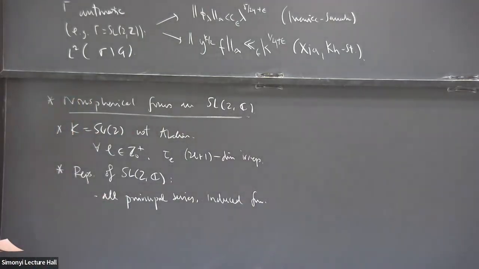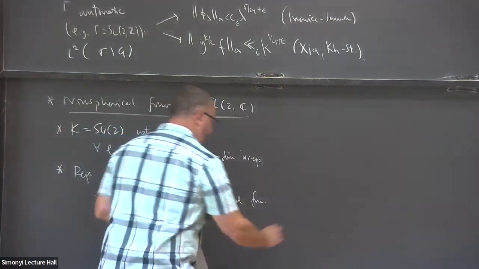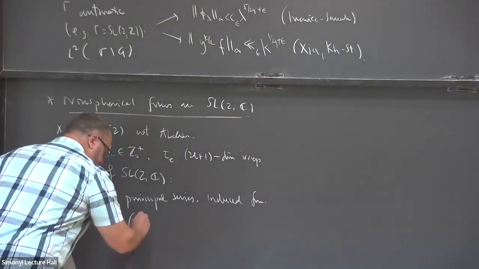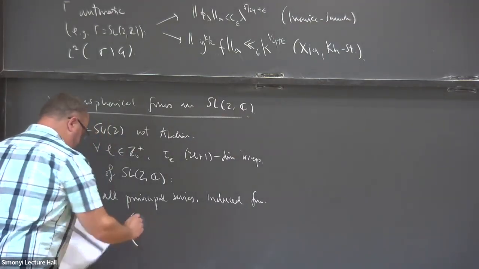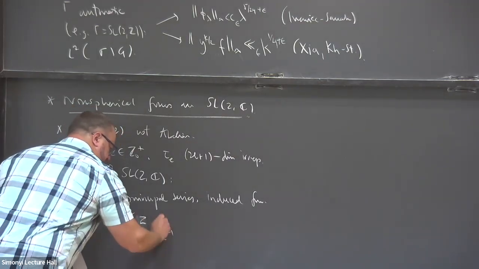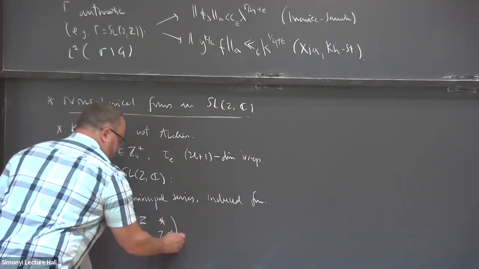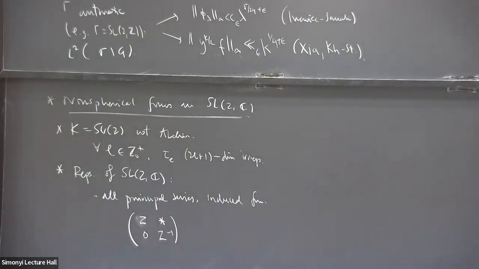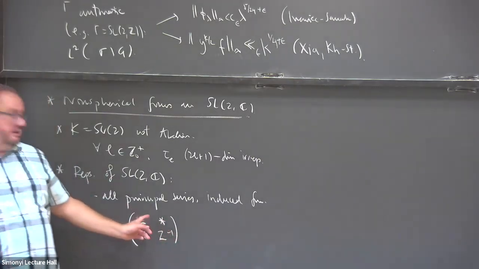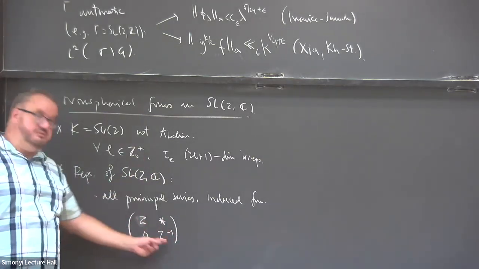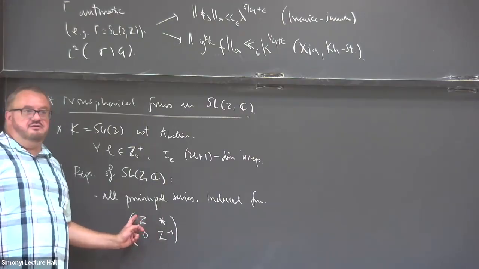They're induced from a character on a parabolic. So basically, I can look at the parabolic, which is like z, z inverse, anything here, like in upper triangular matrices. And what kinds of characters can I put on this? So this is happening in SL2C. So these are going to be z and z inverse.